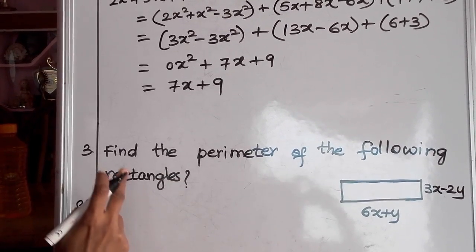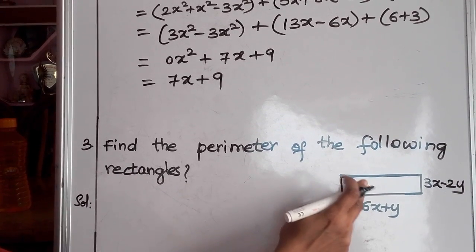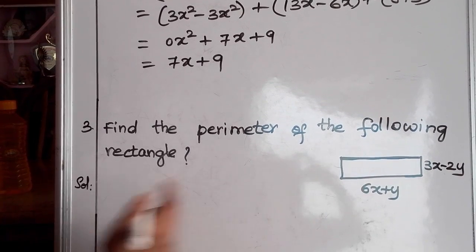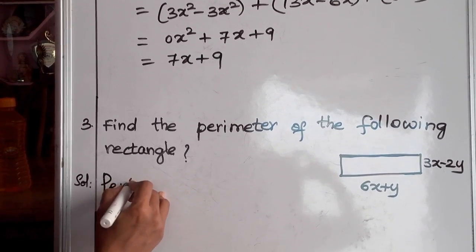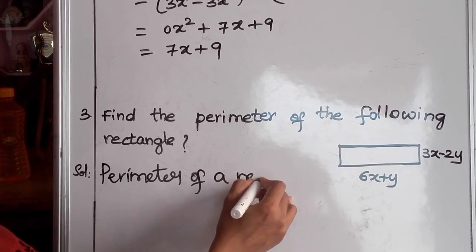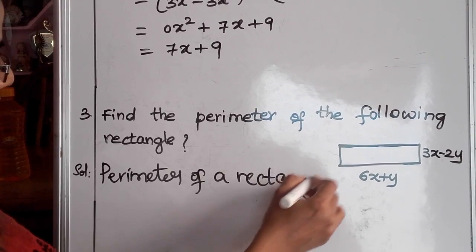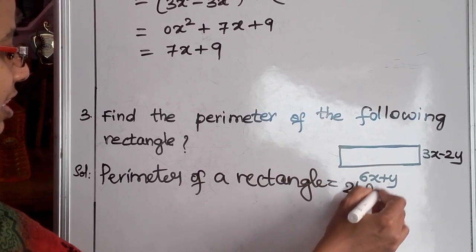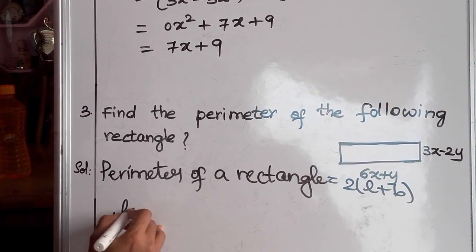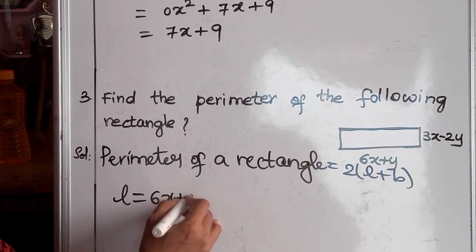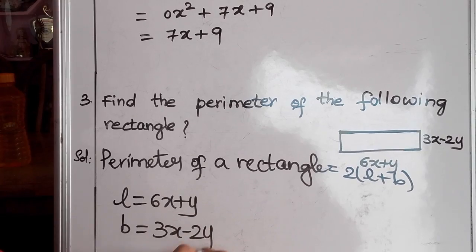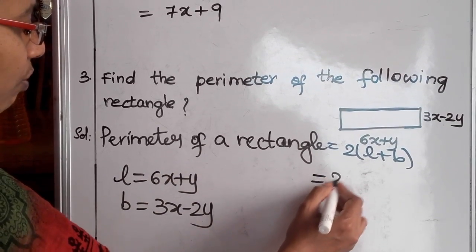Find the perimeter of the following rectangles. This is a rectangle given and you have to find out the perimeter. What is the formula? Perimeter of a rectangle is equal to 2 into length plus breadth. According to the question, you know that length is 6x plus y and breadth is 3x minus 2y.